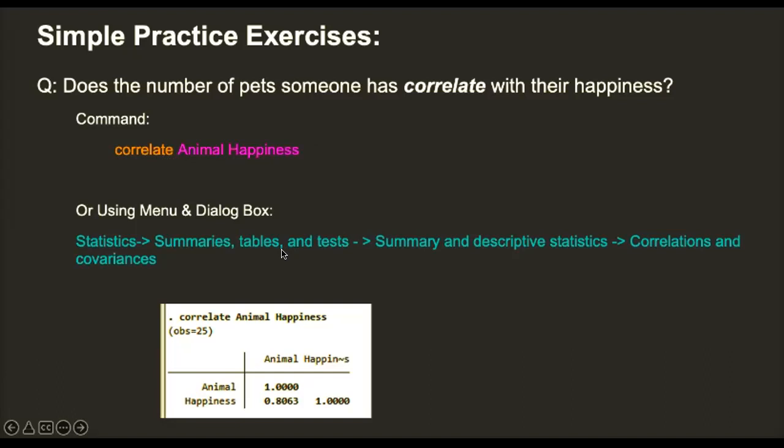Or alternatively, we could have gone in using the menu and dialog box and gone from statistics, summaries, tables, and tests, summary and descriptive statistics, and then selected correlations and covariances. Either way, we'll generate the same output, and the output that it will generate will look something like this. So again, in the output, the central window of Stata, we would see our command here of correlate animal happiness, and it gives you a little correlation matrix. So we would see in this case that the correlation between animal and happiness is approximately 0.81.